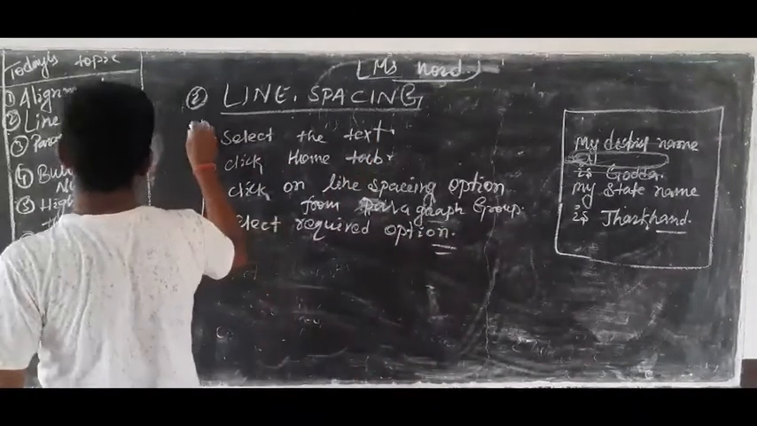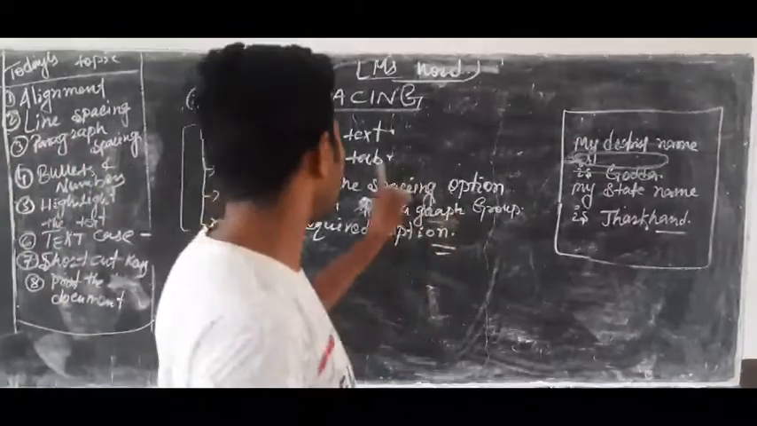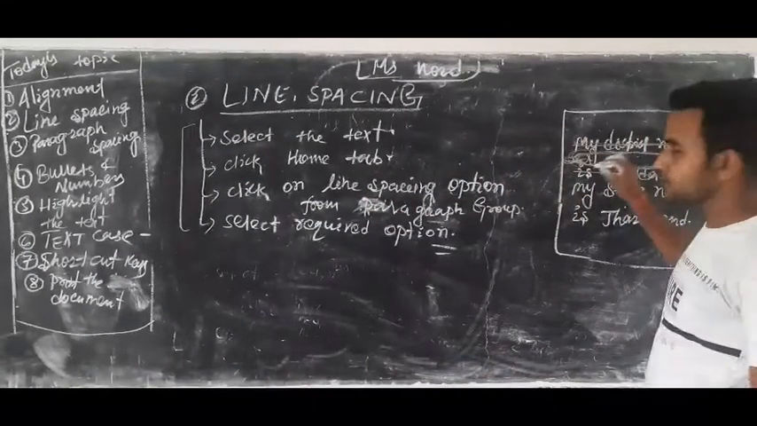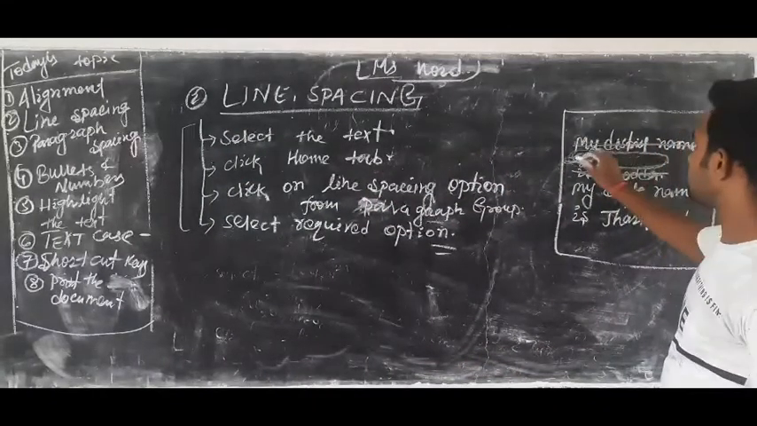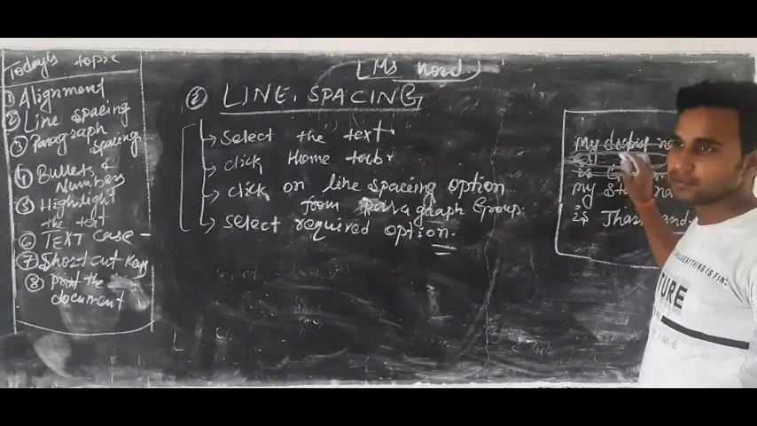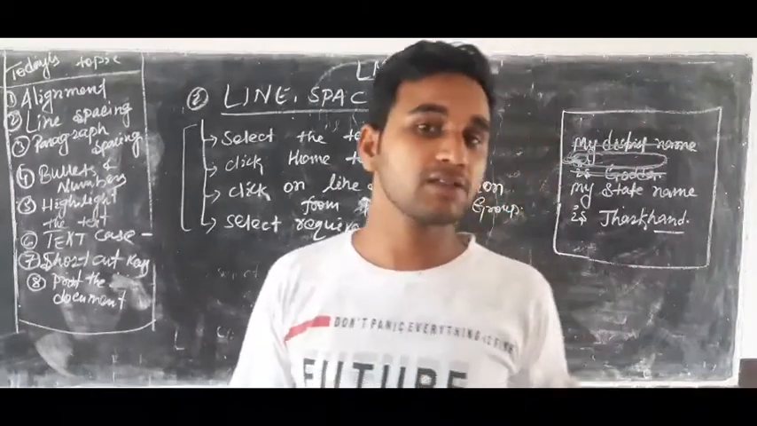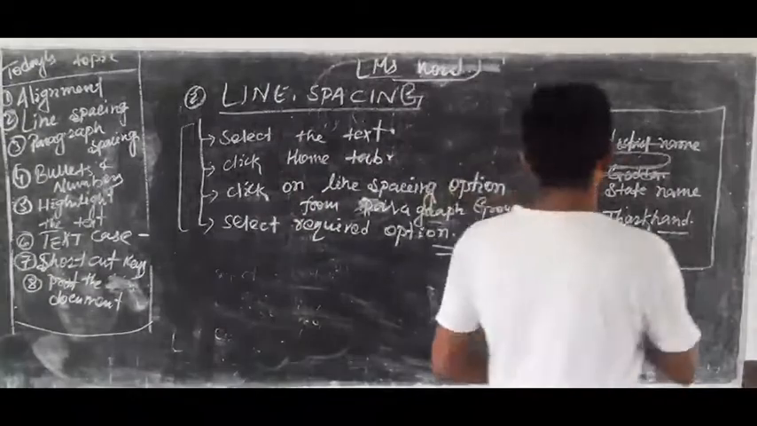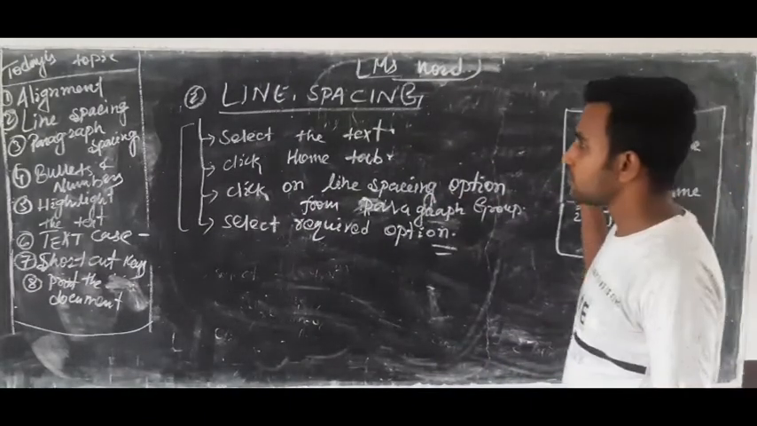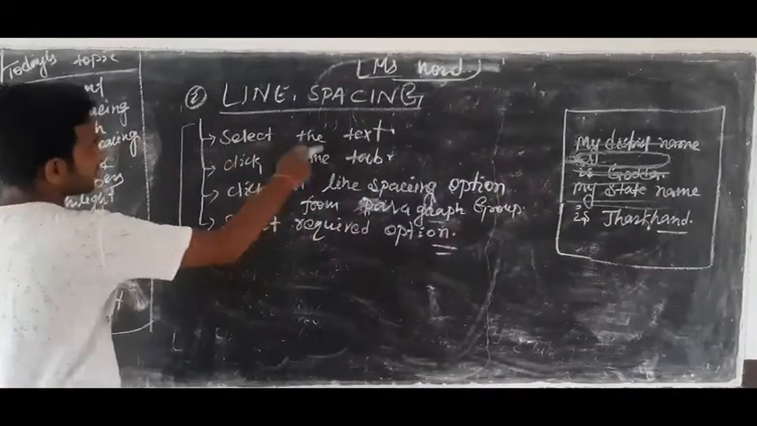So your line spacing will increase and decrease. Again, repeating lines are facing. This is your first line. This is your second line. The space between two lines is called the line spacing. So we can increase and decrease the lines by this step.